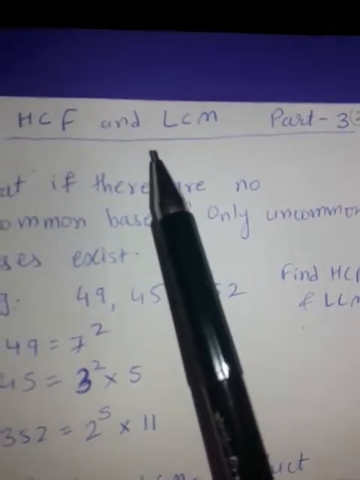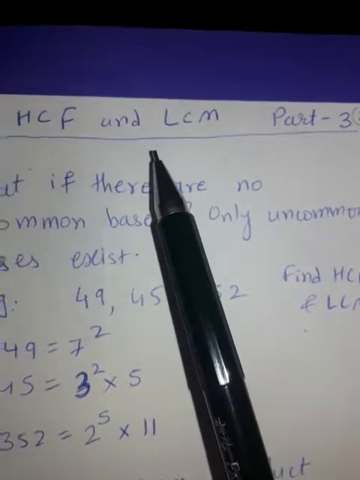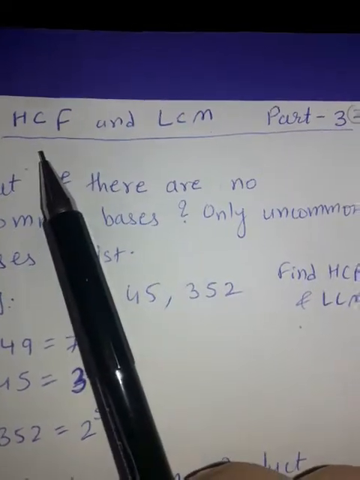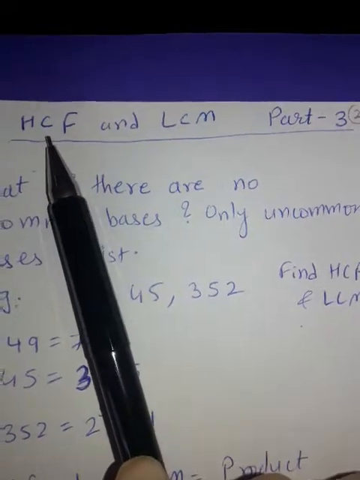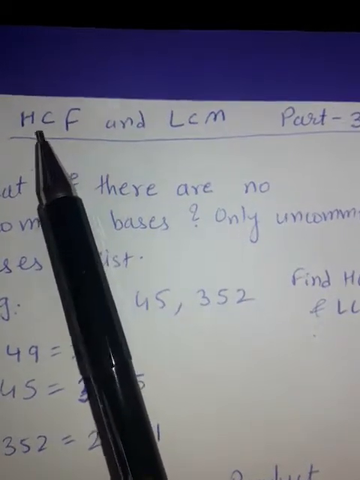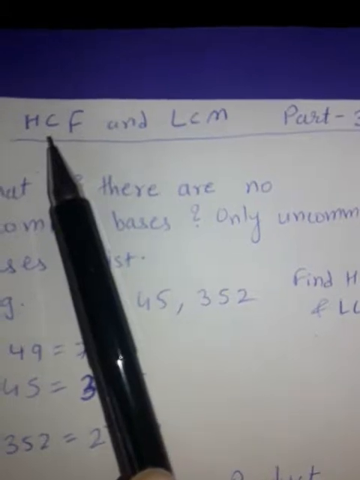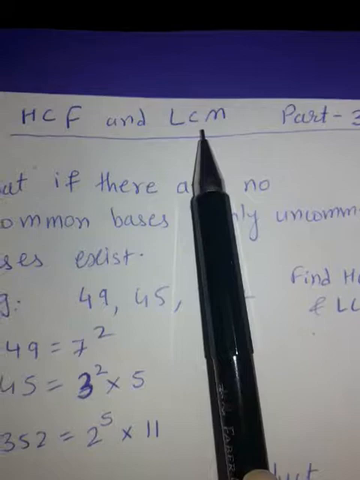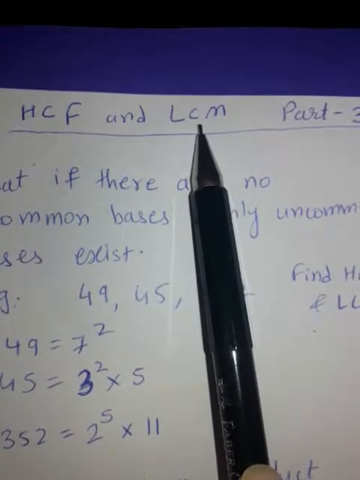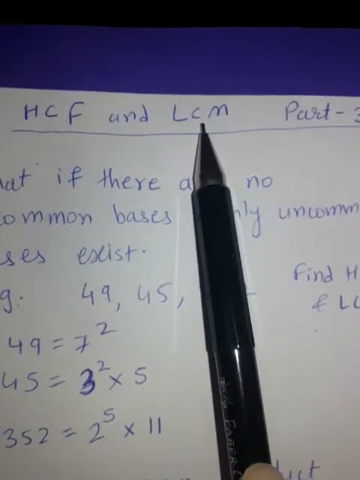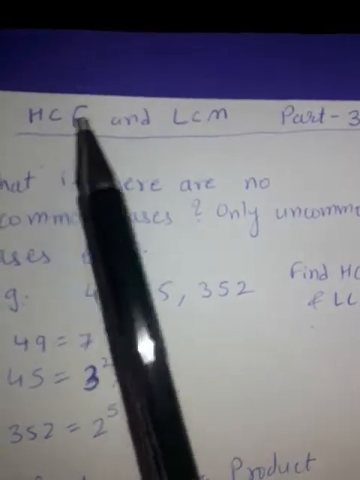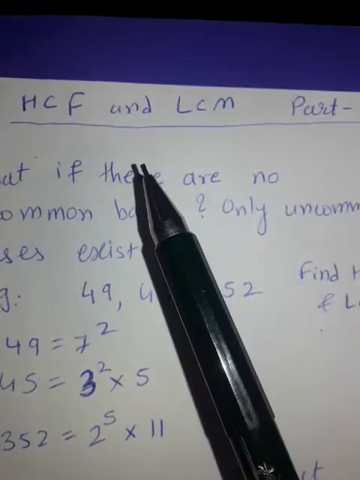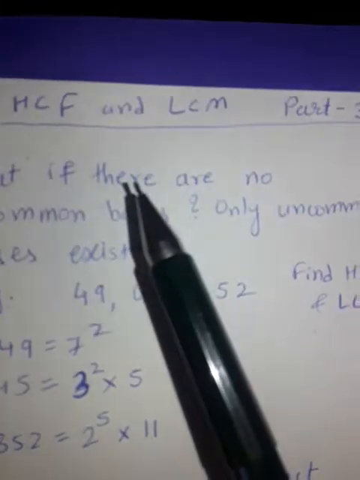In part 2, when we did the factorization, what was our last step to find HCF and LCM? For HCF, we copied all common bases and raised them to the lowest power. Do you remember? And for LCM, what did we do? We copied all common as well as uncommon bases and then raised them to the highest power. That is the HCF and LCM part 2 video. Please do watch it. Now today we are going to learn some shortcut tips.